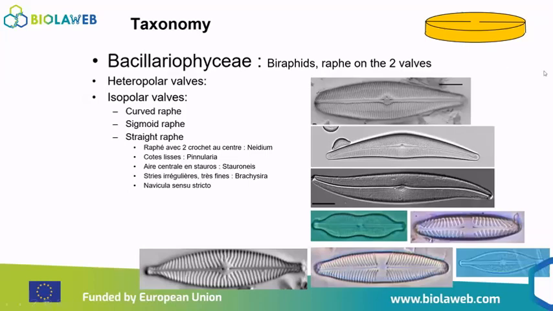Now we are in the biraphids. It means that the two valves have a raphe. Some are heteropolar, like this big Gomphoneis, very nice. Some are curved with this raphe, which you can see. And some sigmoid. This one is living mostly in sediments. Some are straight. Pinnularia living in acidic waters, and so on and so on. So you can see that each species has a very particular ecological niche.